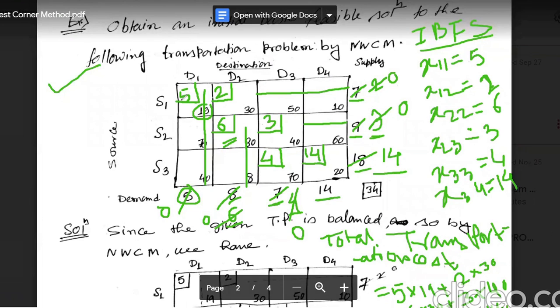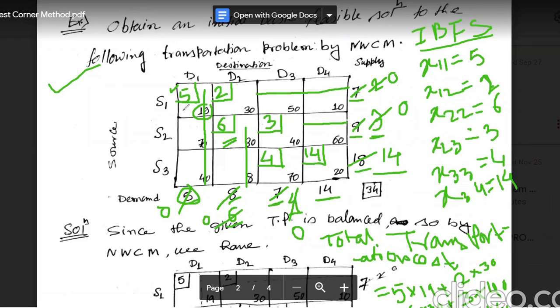Okay, so I'm briefly recalling all these parts. How will you start? You start from the very first northwest corner cell. That means this is the first cell. You need to allocate here. This is the destination D1, and this is source S1. From source S1 how much can you supply? 7 units. And the demand for destination D1 is 5 units. So whichever is the minimum of 5 and 7, you allocate that one. 5 is the minimum.